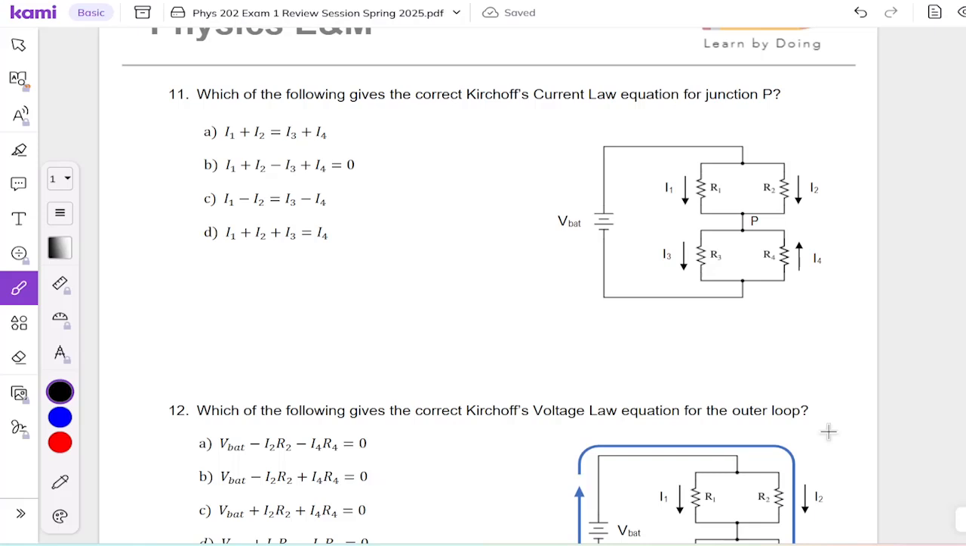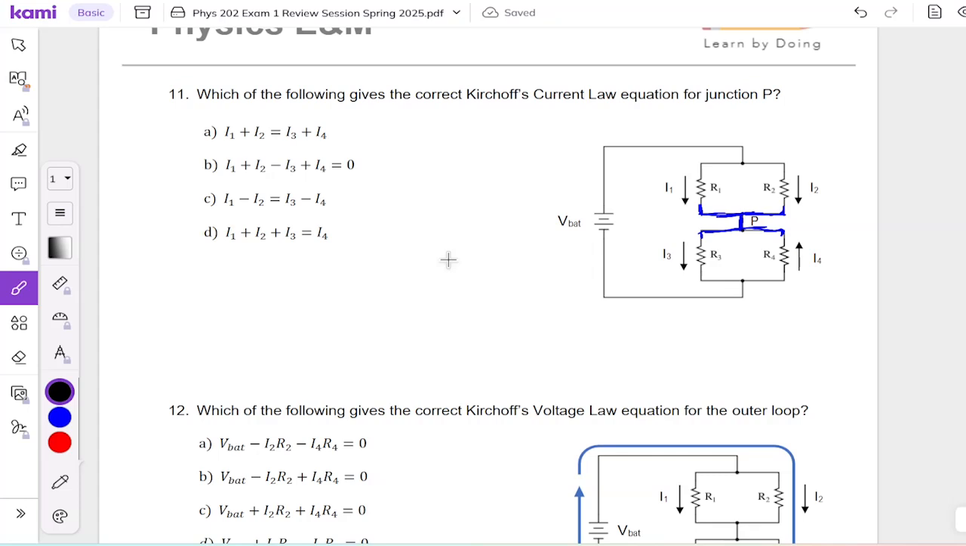But for this first one with number 11, which of the following gives the correct Kirchhoff's current law equation for junction P? Now, you might be wondering which point is P, is it the top one or the bottom one? And the answer is you're missing the point. The point is everywhere I'm drawing in blue is junction P. Junction P is massive, actually. It's everywhere that touches the wire, basically. That's all a junction.